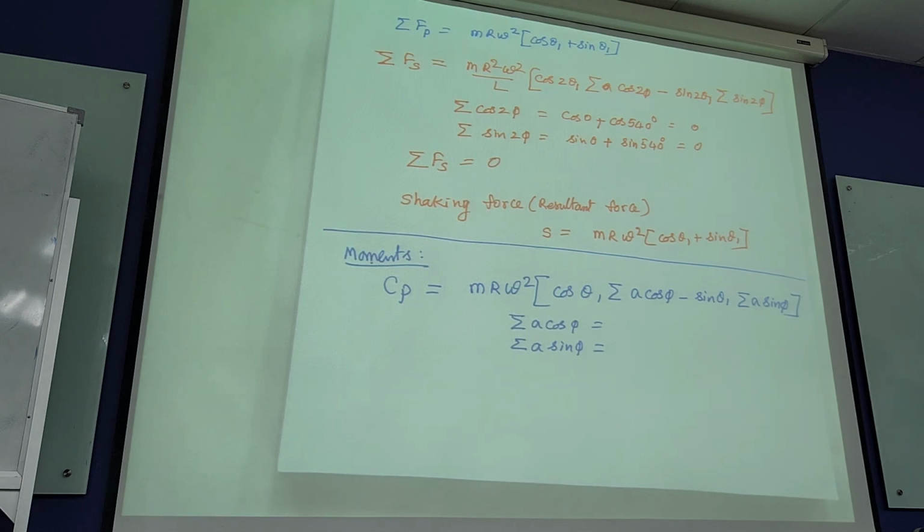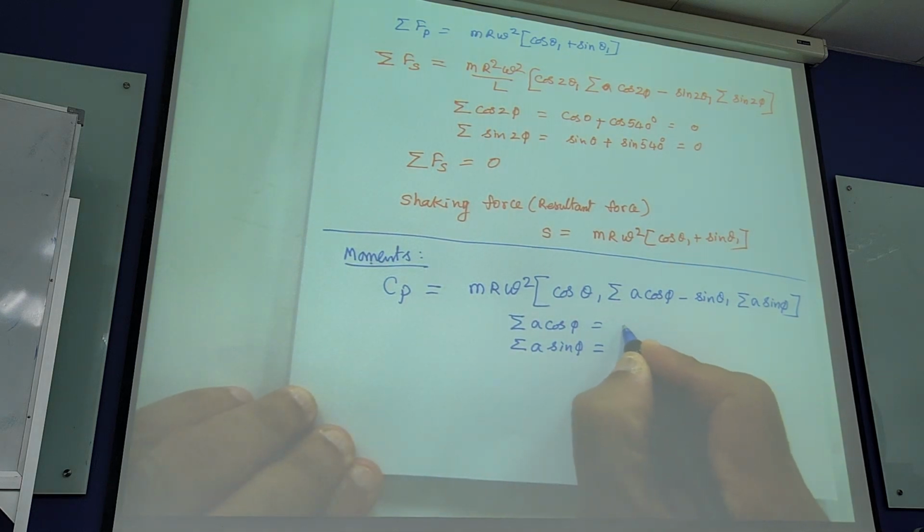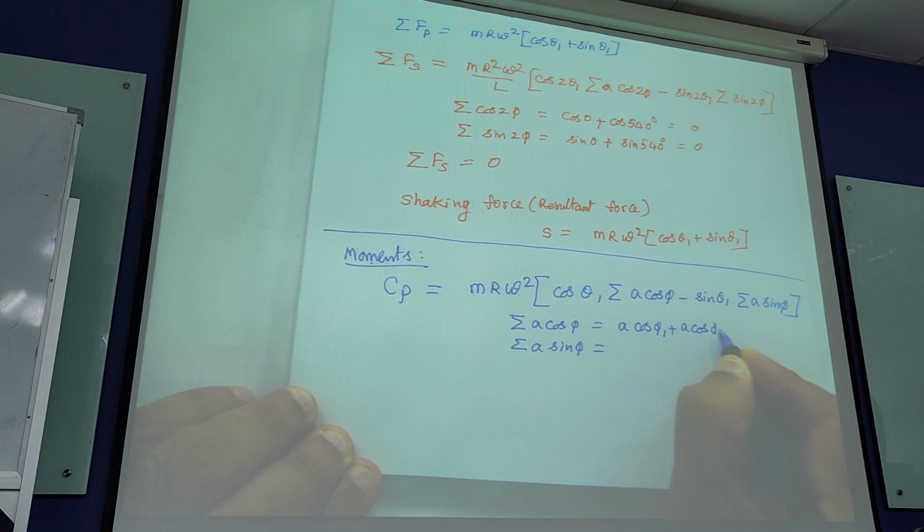So you can just leave it as A. Though the value of A is 0.1 meter, you can just write it as A. So here you can write A cos phi 1 plus A cos phi 2, and A sin phi 1.